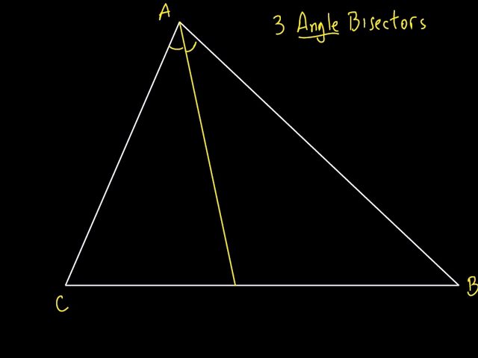Let's go in order. Let's go to B. And so I'm going to start at B, and I want to bisect that angle. So is it going to be like that? No. Is it going to be like that?